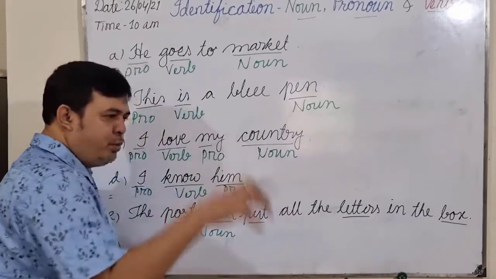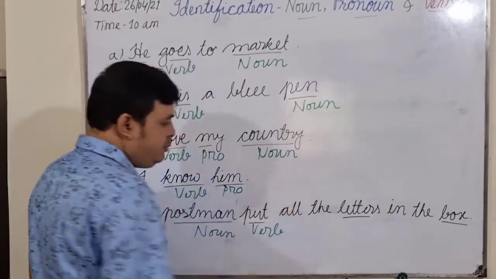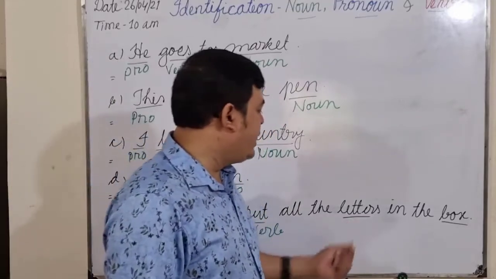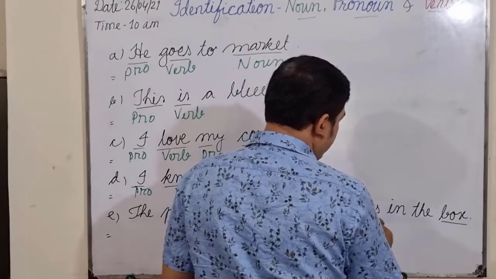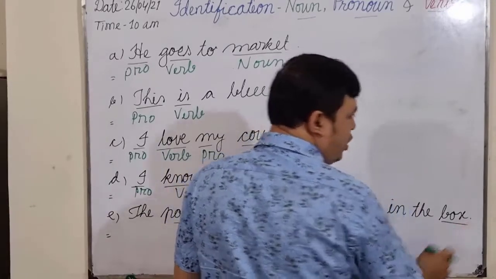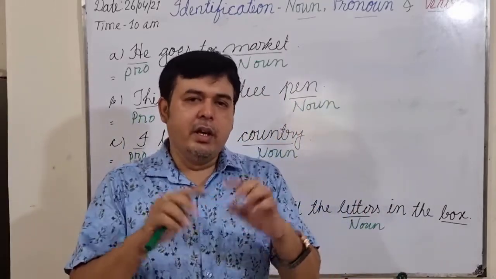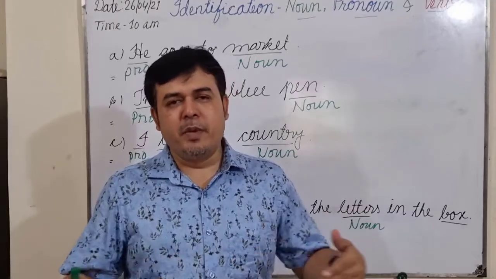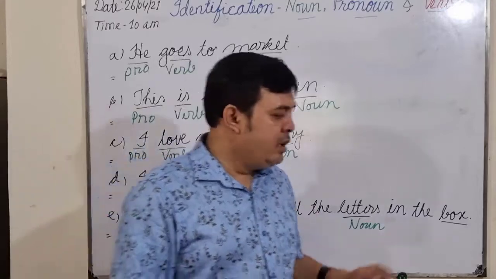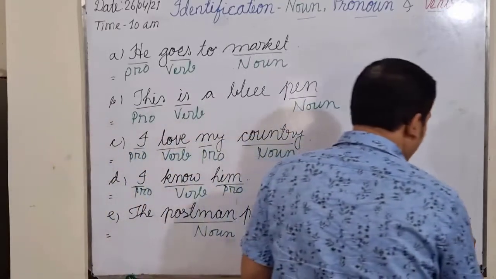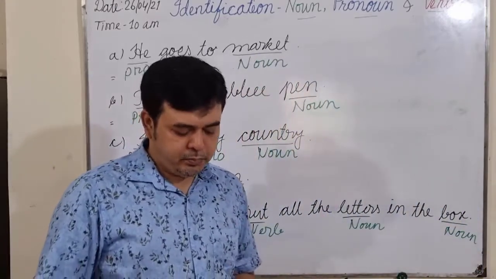So "put" means keeping something. That is a verb. And finally, "letters" is also a noun, and "box" is also a noun. We know that the box is the name of a thing. For example, it sometimes becomes a rectangular shape, or a square shape, or a circular shape. So box is also a noun, the name of a thing.